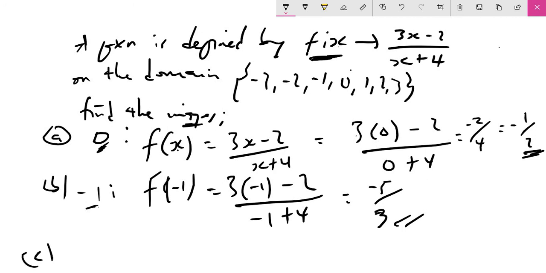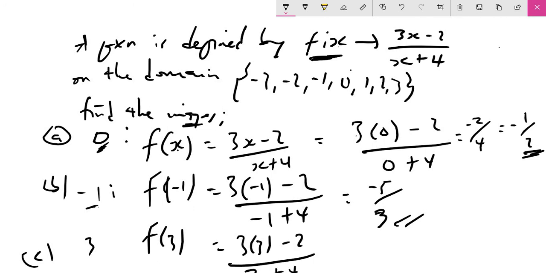Similarly, C was 3. So you basically do the same thing. f of 3 is equal to (3 times 3 minus 2) divided by (3 plus 4). And this is equal to 9 minus 2 gives 7, divided by 7, which is equal to 1. And so on and so forth. So for the image, when they say find the image of this from this function, you just substitute that value inside that function, and whatever pops out is your answer.